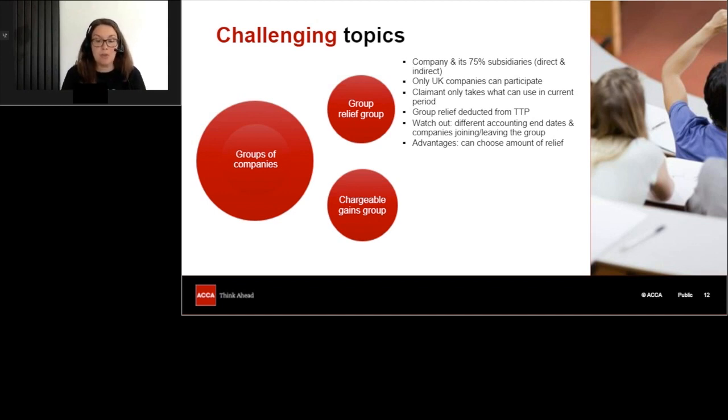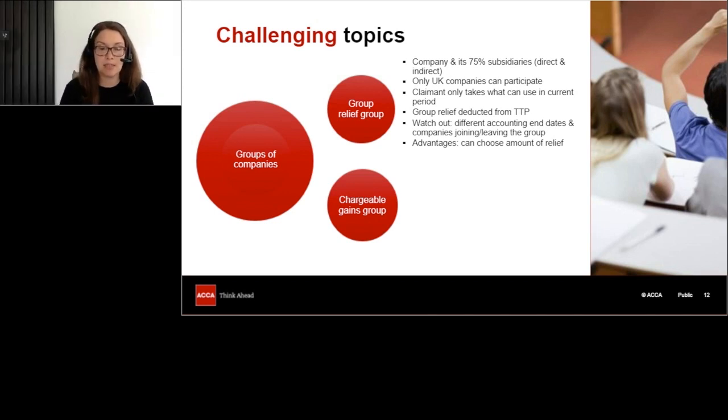Group loss relief then, if you are doing group relief, it's set against taxable total profits, TTP, of the company. So it means after QCDs have been deducted. So that is different, therefore, to what we see for other loss relief claims for the current year.